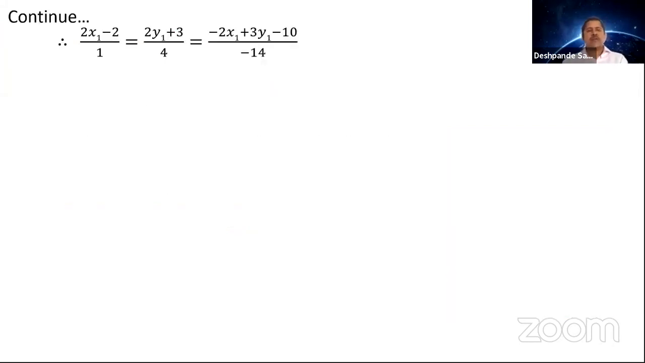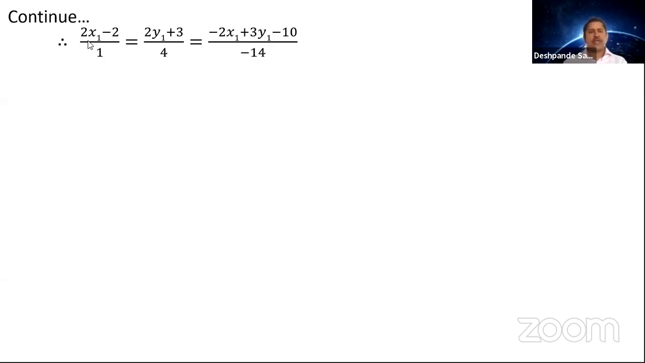So we can write (2x1 minus 2) by 1 is equal to (2y1 plus 3) by 4 is equal to (minus 2x1 plus 3y1 minus 10) divided by minus 14. Okay, now how do you solve this? Since the last few classes you have been solving this type of problem.